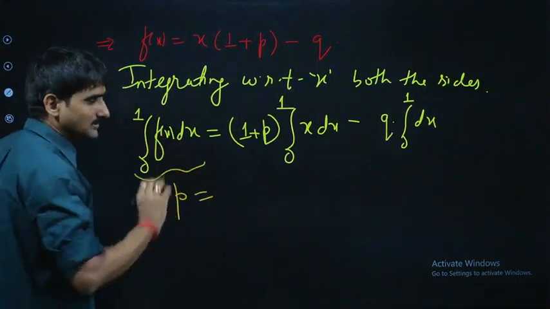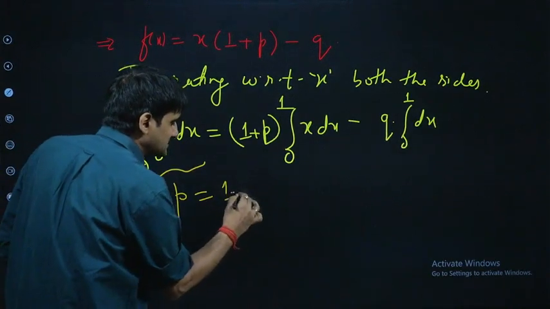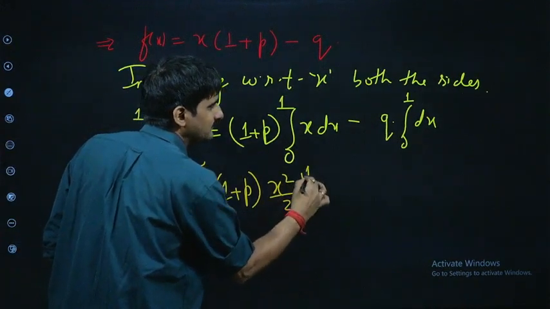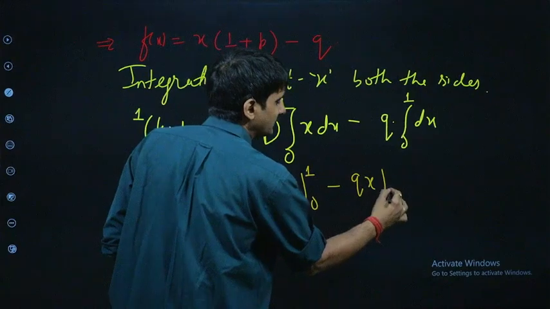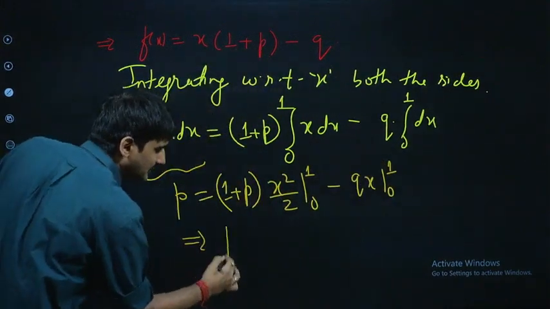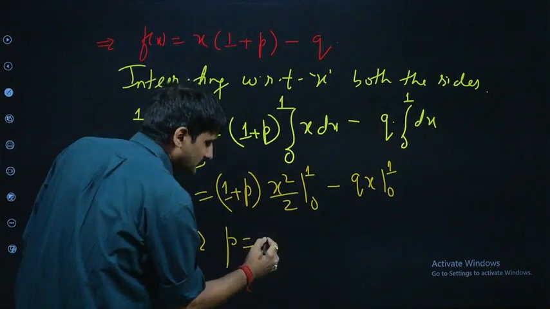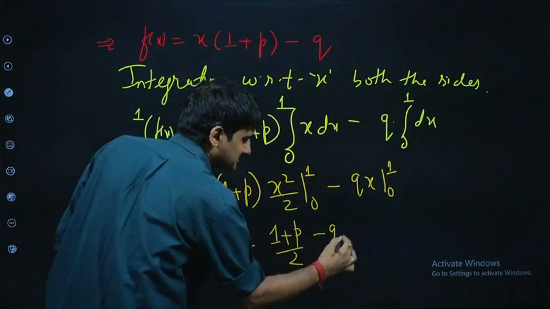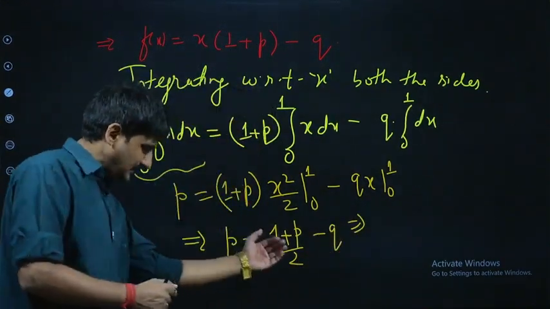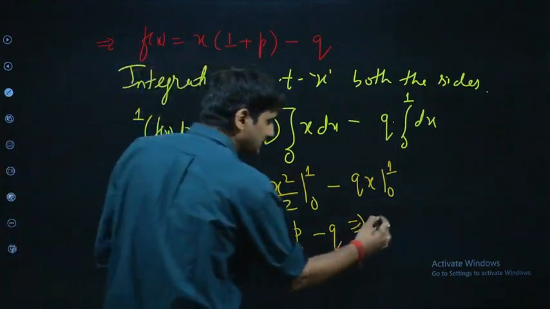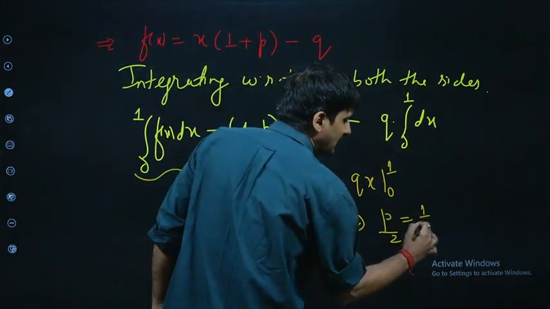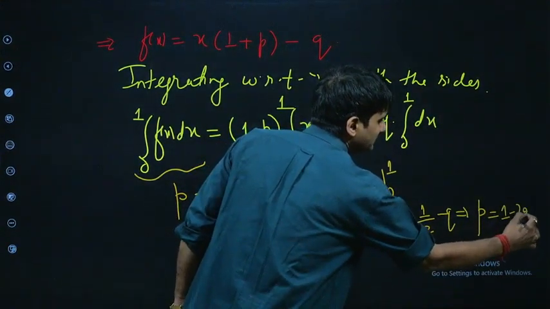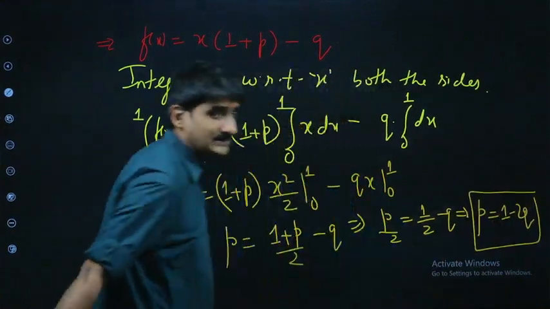So p is equal to 1 plus p times, the integral of x, which is x square by 2 from 0 to 1, minus q x from 0 to 1. So how much is it? You get a relation between p and q. So it's 1 plus p by 2, isn't that so, and minus q. So from here we can write, if I take p by 2 to this side, p by 2 is equal to half minus q. So that gives us one relation: p is 1 minus 2q. That's relation 1.